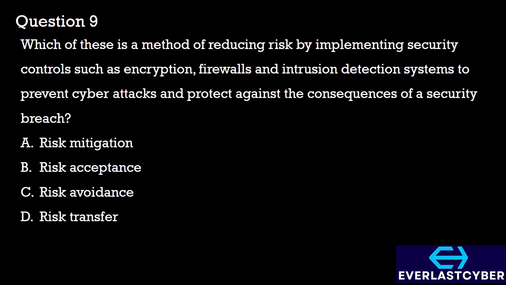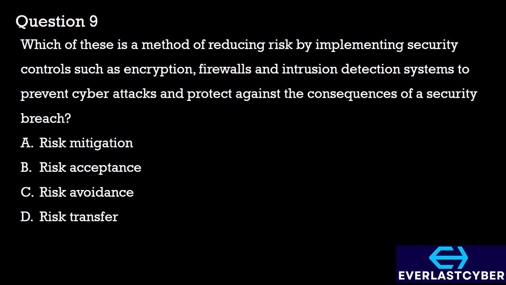Risk mitigation involves the implementation of measures and controls to reduce the likelihood or impact of risks. Risk acceptance involves acknowledging and accepting the risk without taking action to reduce it. Risk avoidance involves eliminating the risk entirely, and this is often done by avoiding the activity that creates that risk. Risk transfer involves shifting the risk to another party. This is usually done through insurance or outsourcing.